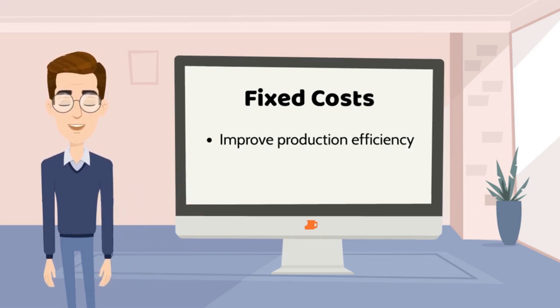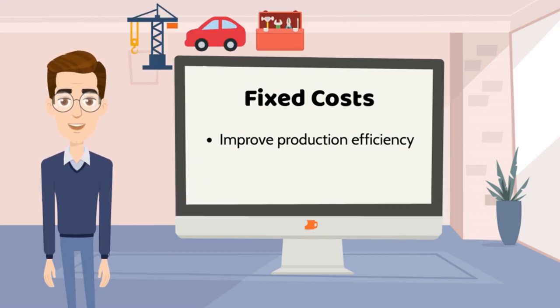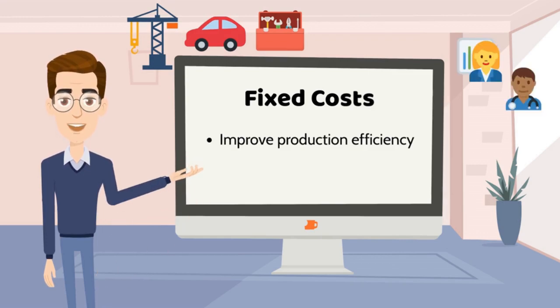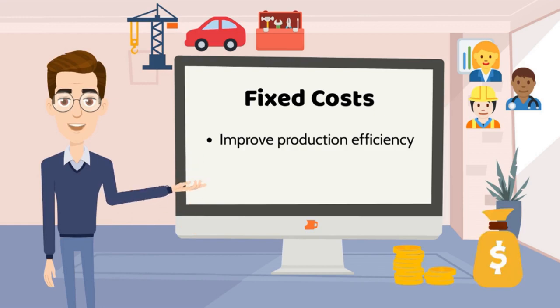First, we can work on improving our production efficiency, meaning that in order to decrease the weight of our fixed costs, we need to work on extracting more from the resources that we have available. Produce and sell more with the same machines that we have in the same area that we have. Produce and sell more with the people that we have working for us. And produce and sell more with the same amount of money that the banks are lending us.